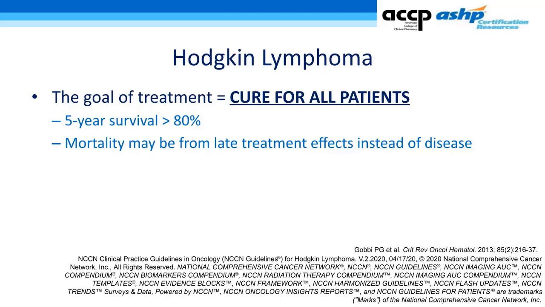Hodgkin's lymphoma is very highly curable, and our goal of treatment in all patients is cure. You can see here that the 5-year survival is greater than 80%, and the cure rates are so high that we now think about late treatment effects being the most devastating portion of this cancer as opposed to the cancer itself.